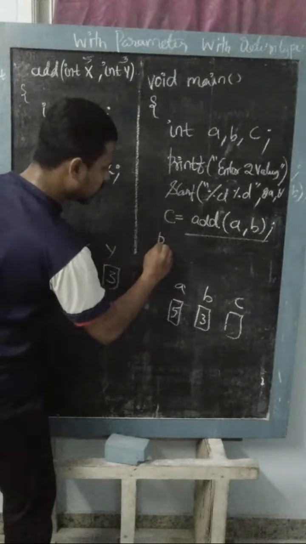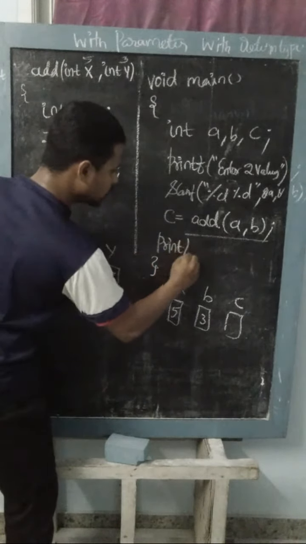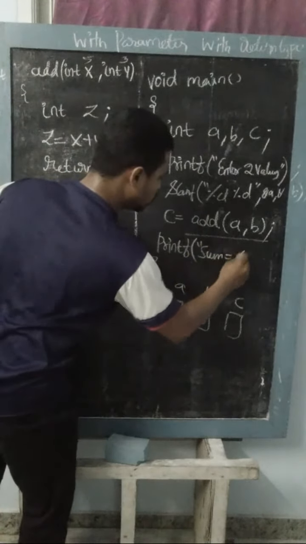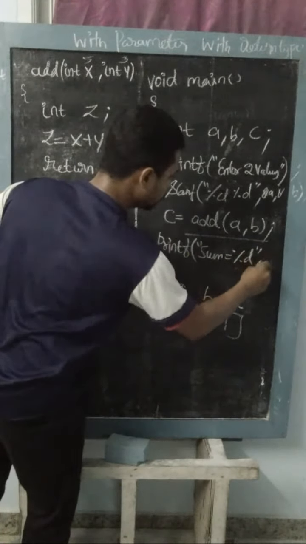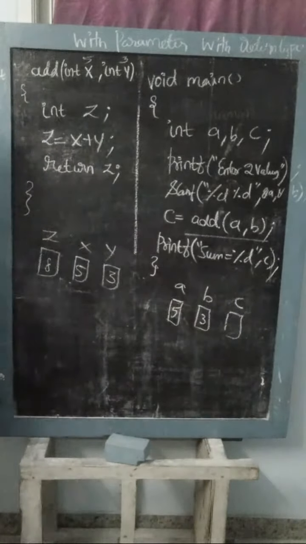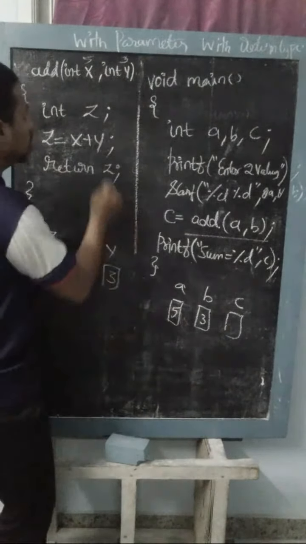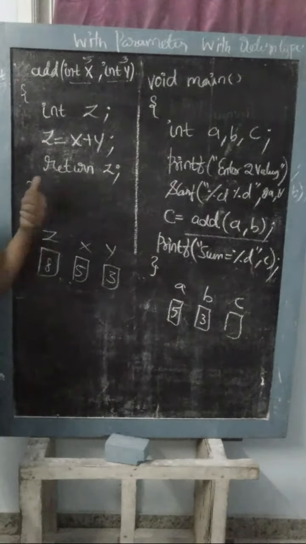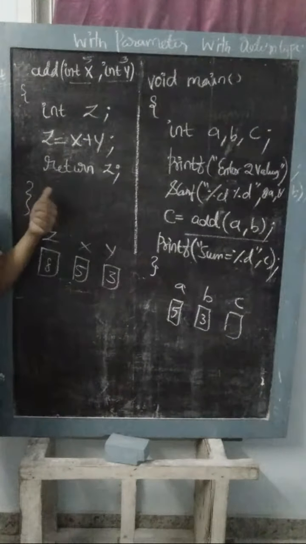So finally we have to print the value of c. Sum is equal to percentage d of c. You got it there? A function with arguments with a return type. You got the concept? Does anybody have any doubt so far? You just ask me.